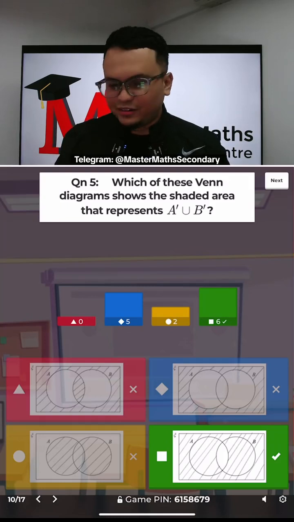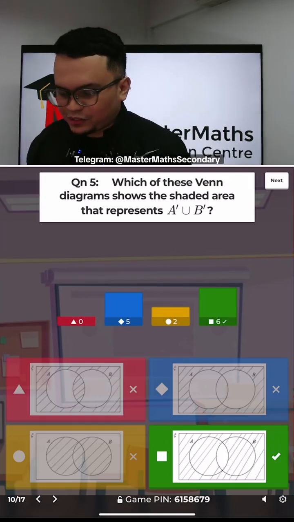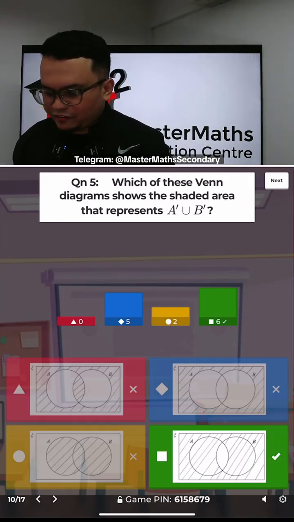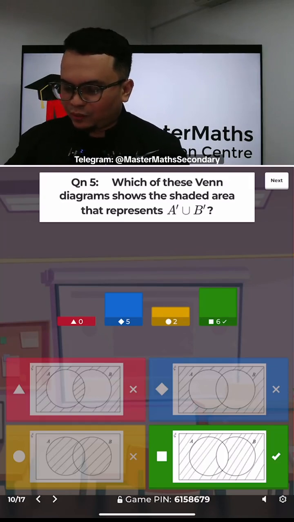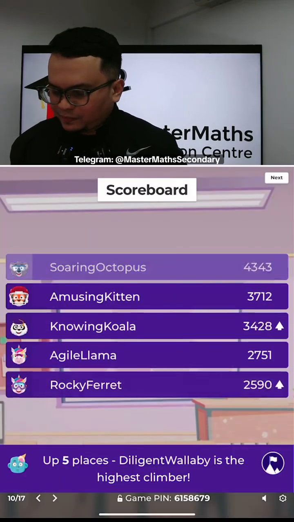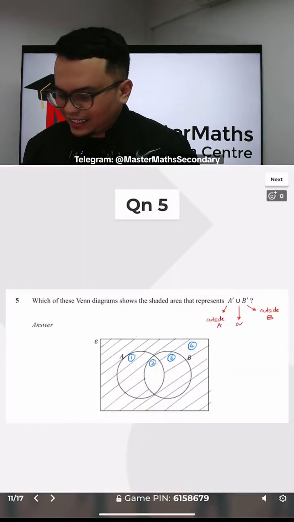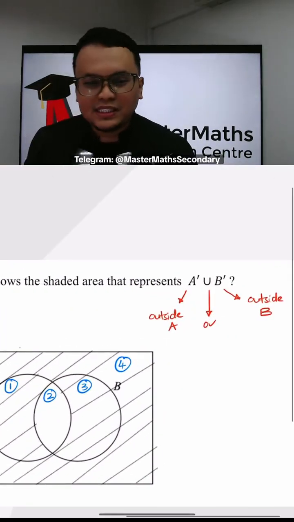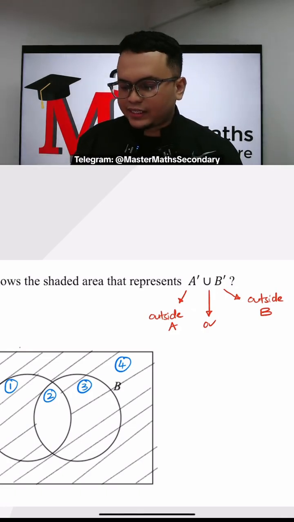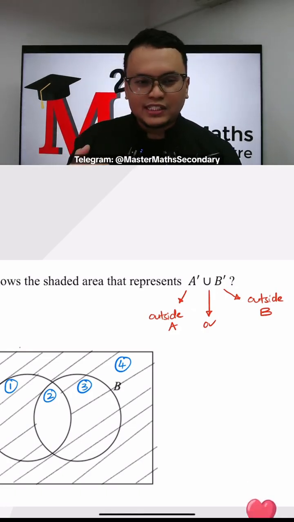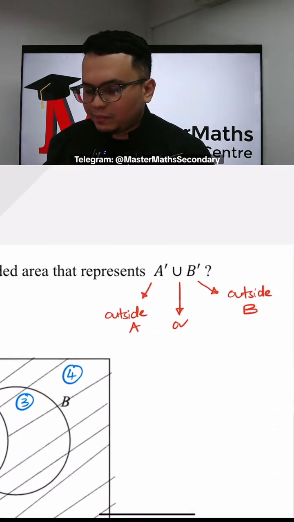Maybe. Okay, the green one is the correct answer. So the answers are split between the blue and the green. Let's take a look why. Soaring Octopus still leads the way. Let's see how this is done, guys. A complement means we are looking at elements that are outside of A. Union translates to an OR, and B complement means outside of B.